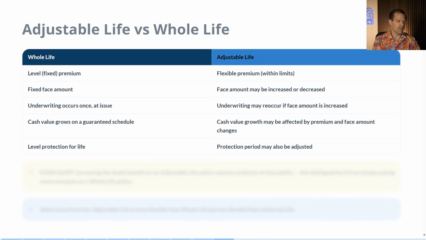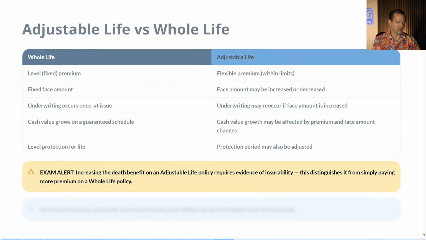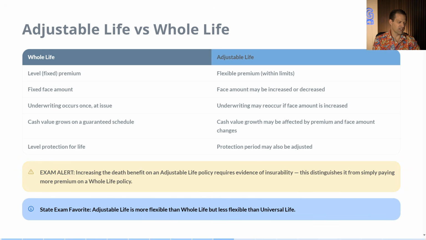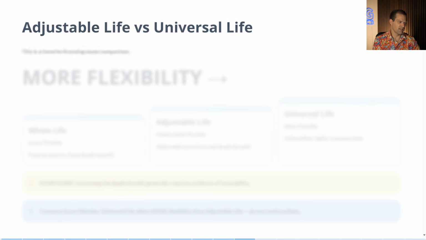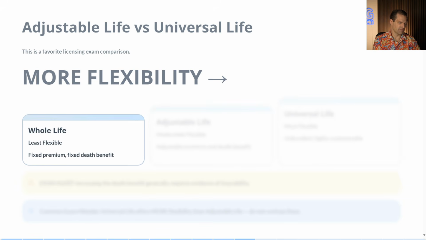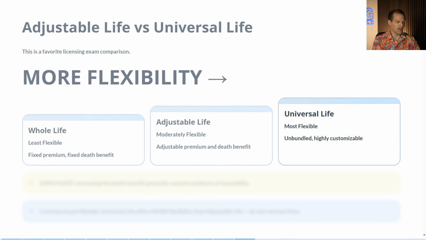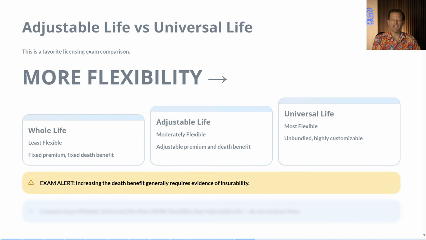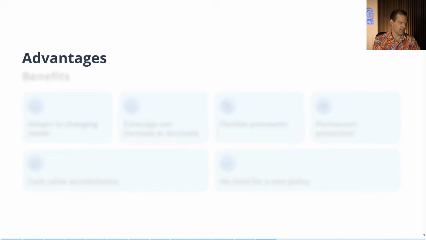So adjustable whole life versus adjustable life versus whole life. Go ahead and take a look at that chart. Remember, you can go to lifehealthexamcoach.com to download these charts for free if you need more study guides, okay? So adjustable life, in short, is more flexible than whole life, but less flexible than universal life. With universal life being the most flexible, whole life being the least flexible. So adjustable life, right in the middle, okay?